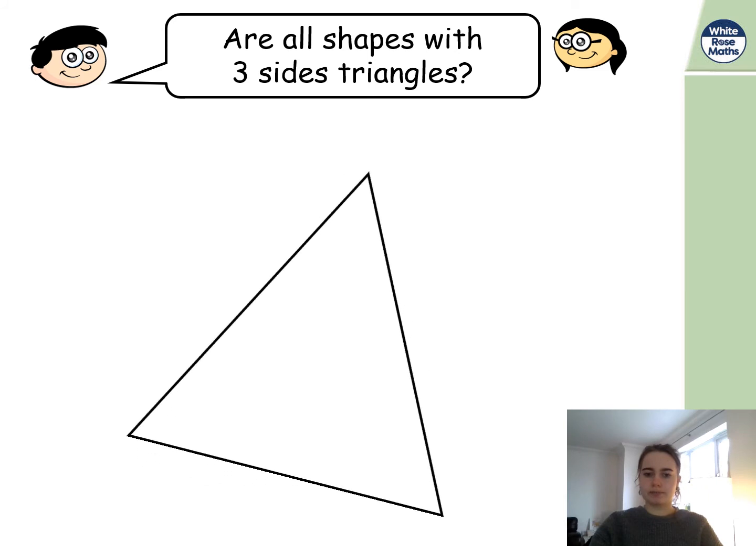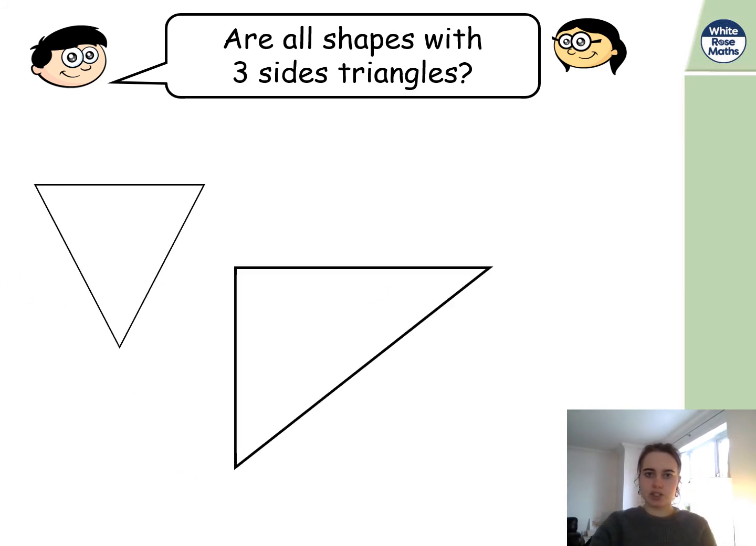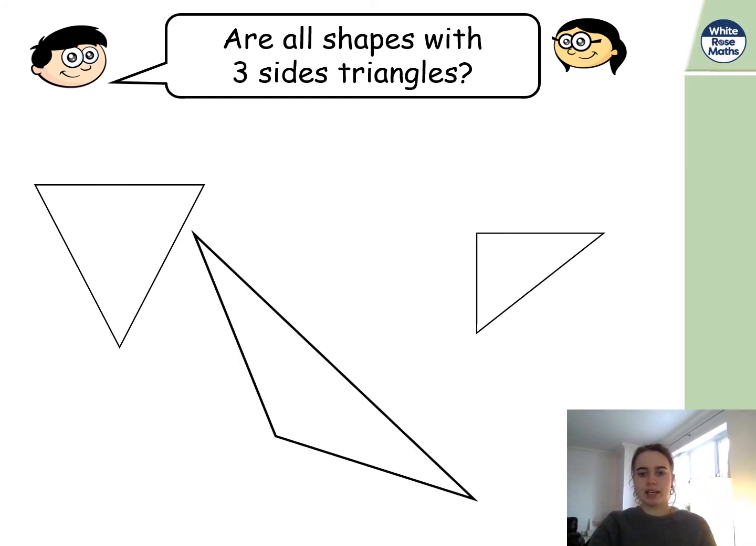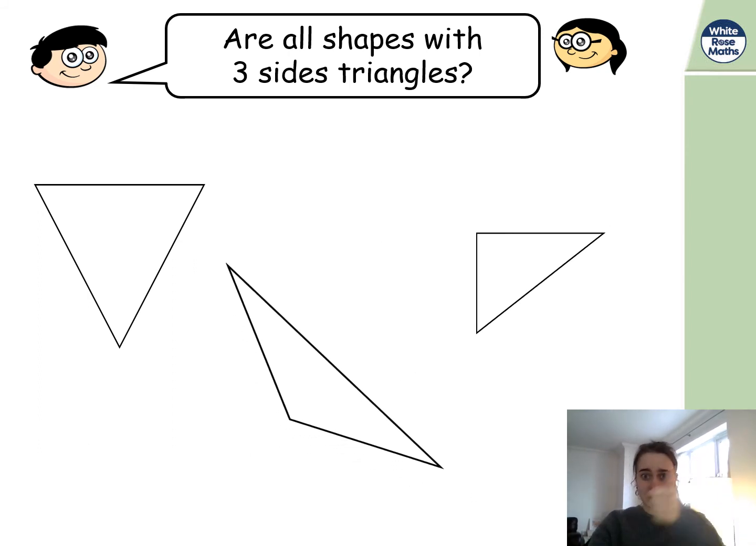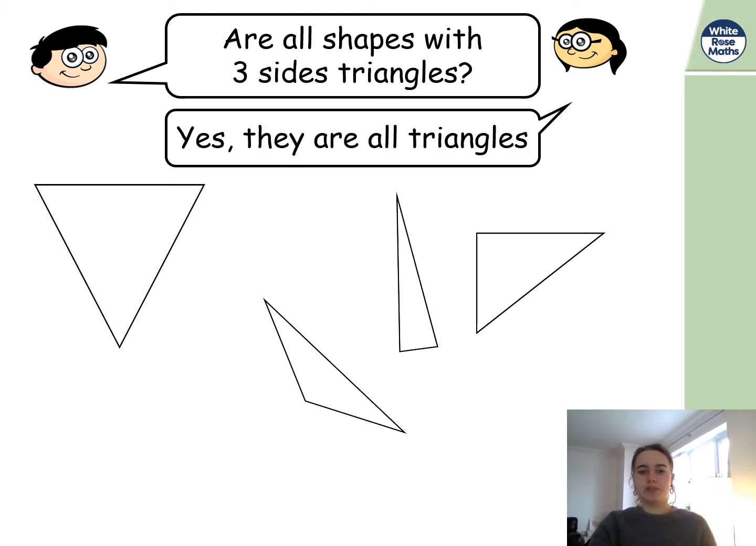Let's have a look. Is that a triangle? Yep. Is that a triangle? Yep. Is that a triangle? Yep. Is that a triangle? Yep. All of these shapes are triangles. They've all got 3 sides, 3 vertices, and they're all triangles.